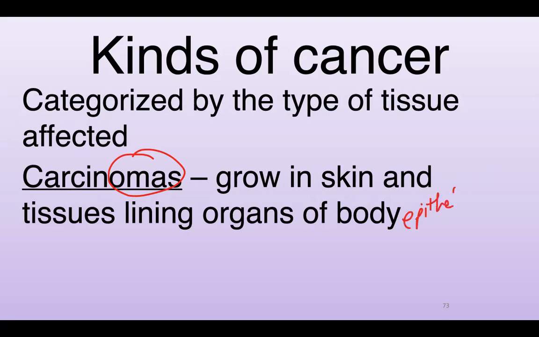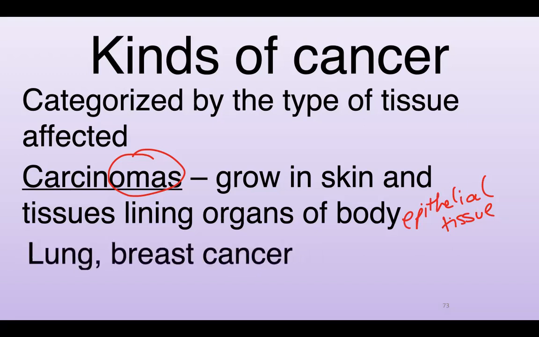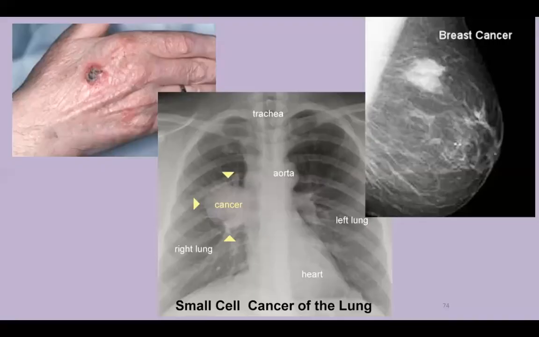This is epithelial tissue. Epithelial just means a lining, whether it's lining the outside, meaning your skin, or lining your inside. So lung cancer and breast cancer are examples of carcinomas, obviously skin cancer as well. So this is an example of a skin cancer. You can see here the tumor inside the lung, and that is called a mammogram.